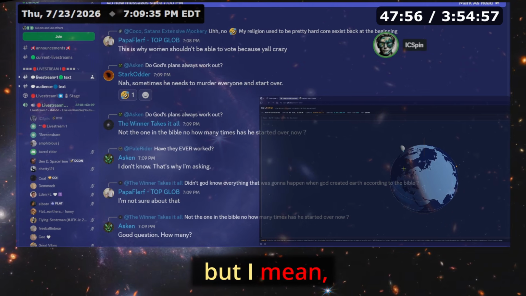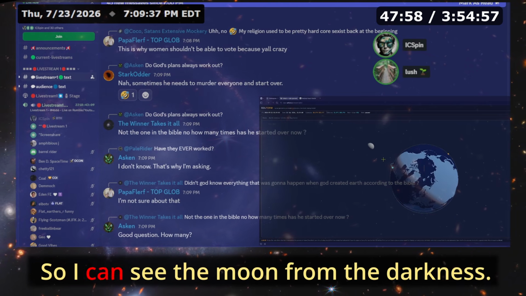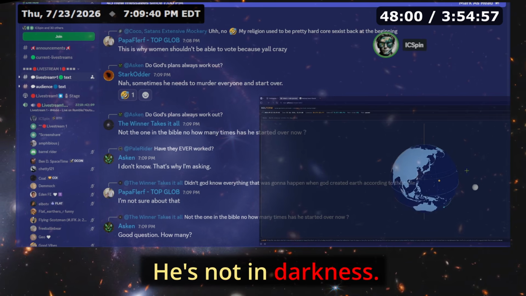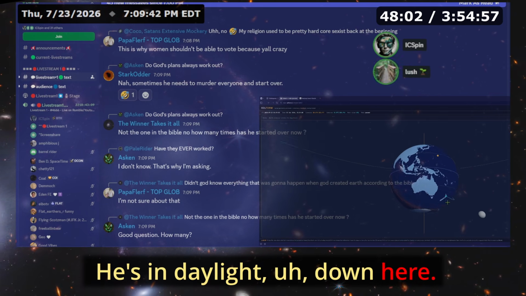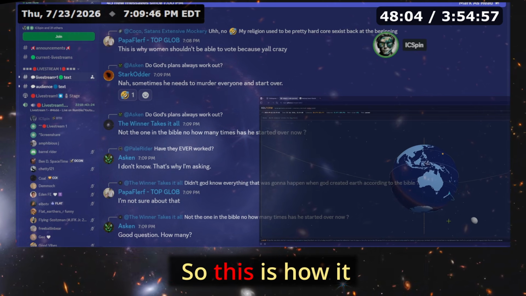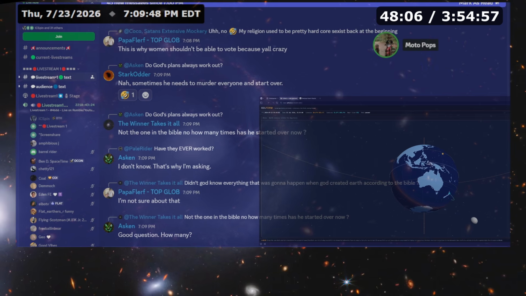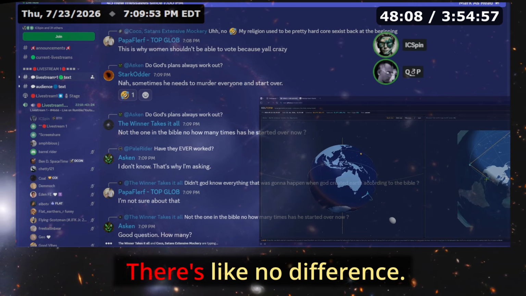I'm in darkness, right? So I can see the moon from the darkness. He's not in darkness. He's in daylight down here, right? But he can still see the moon. So this is how it works on a spherical model. My question remains, there's no difference.